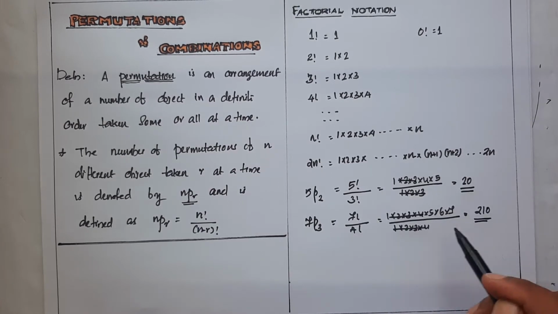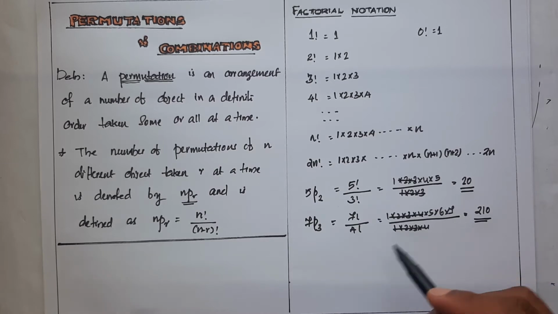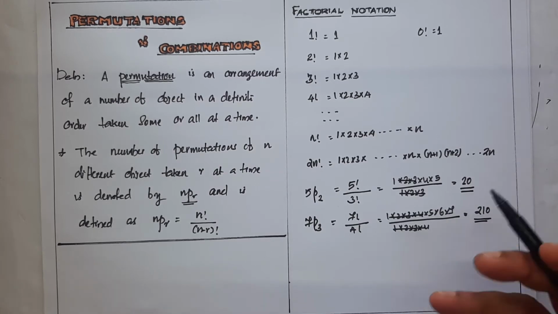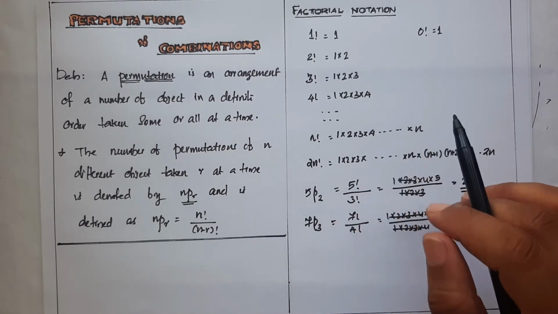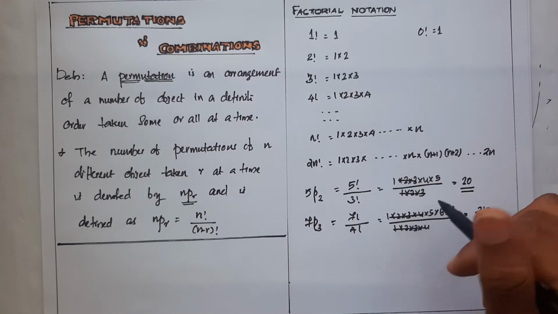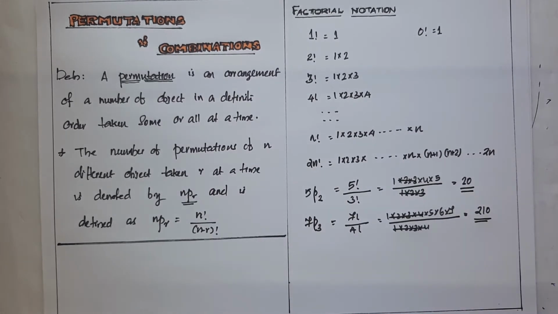It's very difficult. Suppose 11P7 or 11P2 are very difficult to find, because we have to write 11 factorial, the product of 1 into 2 into 3 up to 11 times, and then carry out the factorial division. It's very difficult. So here we use a simple technique. How to find this 5P2 in another way.